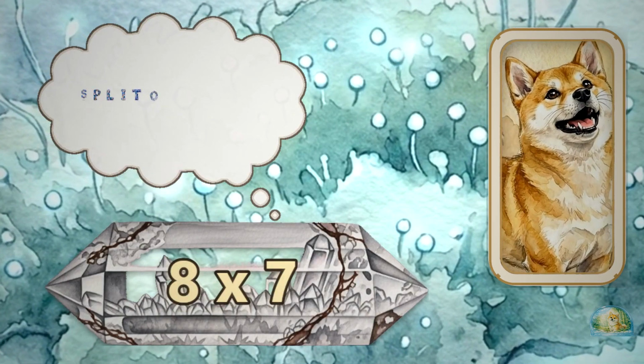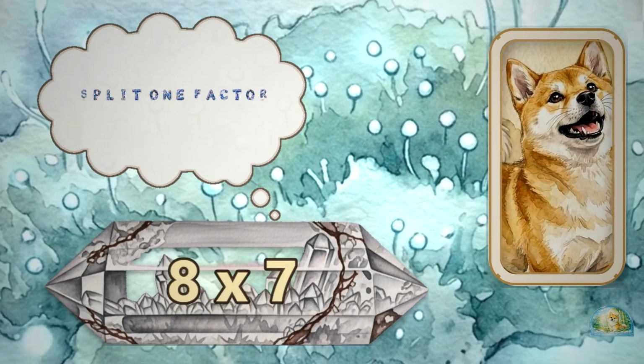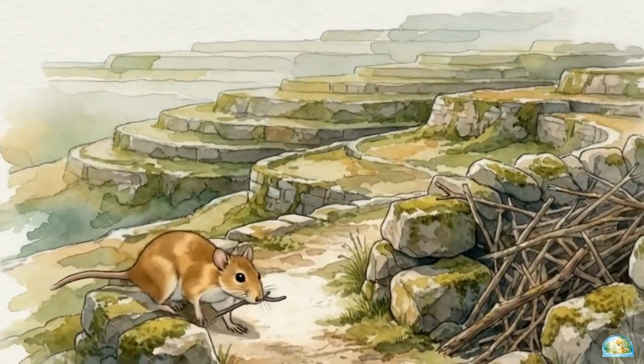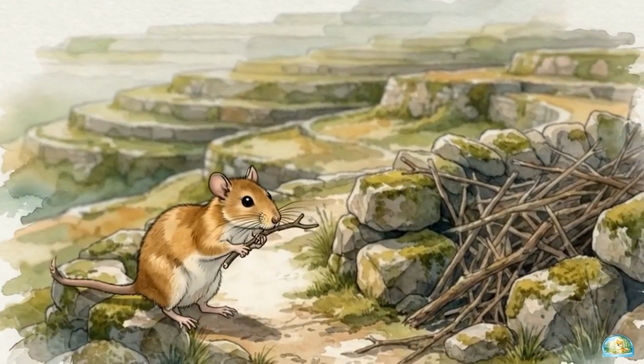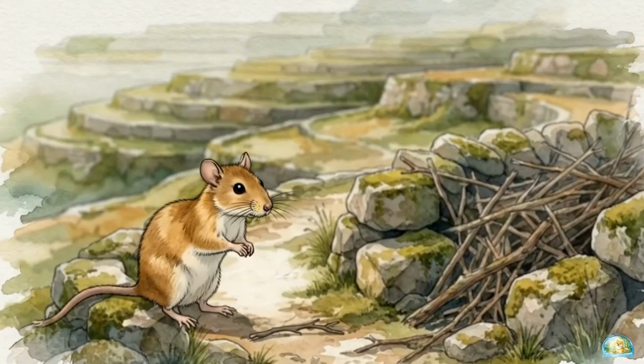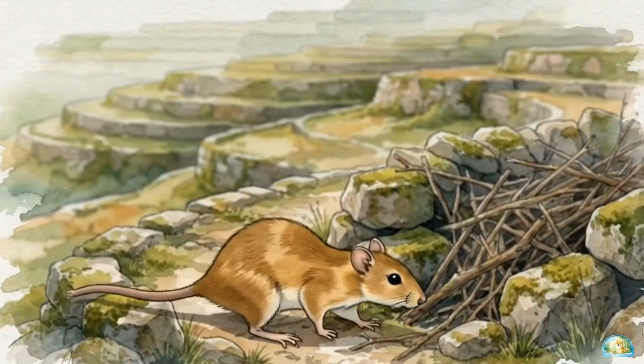Split 7 into 5 and 2 while keeping 8 equal groups. Today, watch the scene carefully. The numbers and symbols are part of the world, so the structure can be seen before it is named.